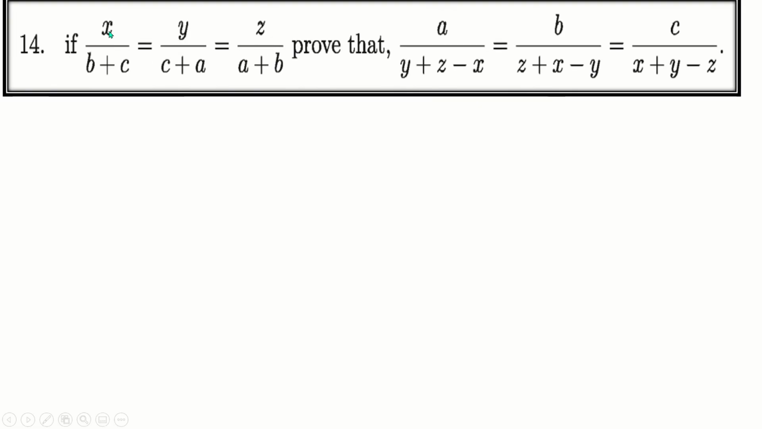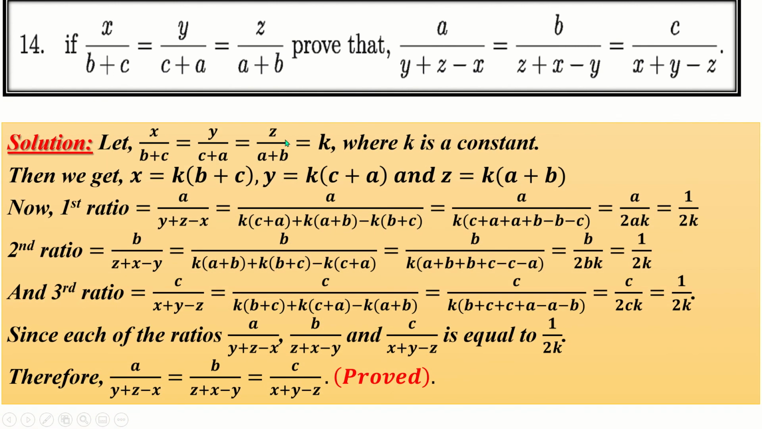Number 40. If x by (b plus c) equals y by (c plus a) equals z by (a plus b), prove that this equals this equals this. If the given condition is of the form like this, we have to let this equal to a constant. Follow the solution. This equals constant k.